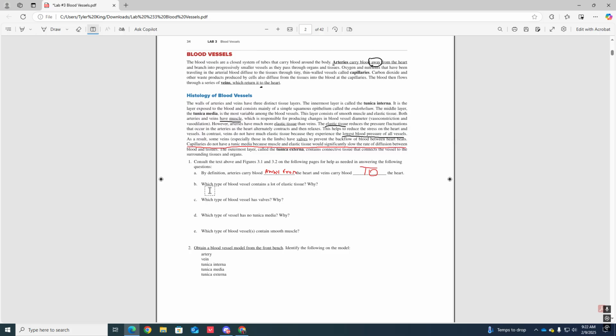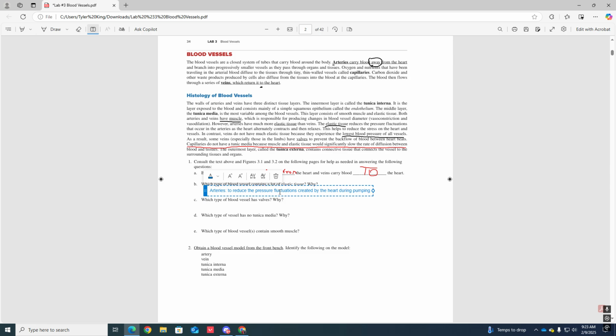Which type of blood vessel contains a lot of elastic tissue? All right. Well, as we talked about, remember, we need elastic tissue to reduce pressure. Pressure is at its highest in the arteries because that is what is receiving all that pumped blood from the heart. So the pressure is very, very high, okay? So this would be the arteries, okay? And this is to reduce pressure fluctuations created by the heart during pumping, all right? And to keep the blood flowing during diastole, which is basically the relaxation of the heart, okay, during diastole.